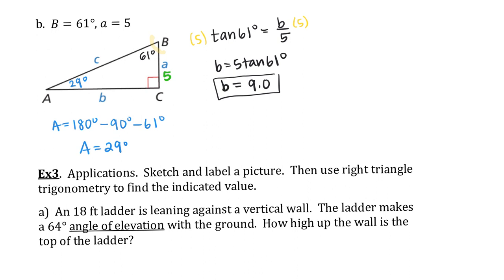What are we missing? We need C. I used the Pythagorean theorem last time, and I can still use it. It'd be 5 squared plus 9 squared equals C squared. I think I'll do trig this time just to do it differently. So from 61, say I use 5 and C. What is that? Adjacent and hypotenuse. That would be cosine.